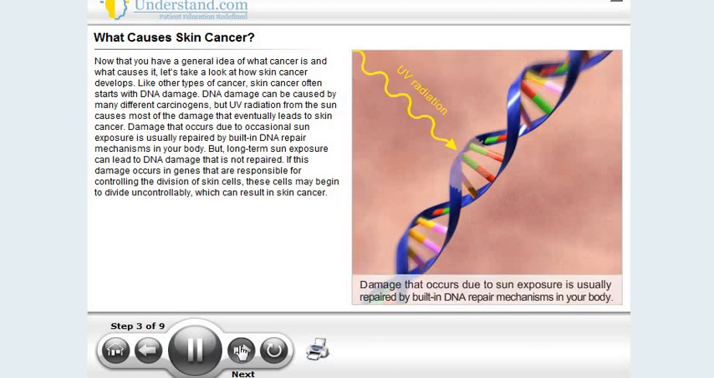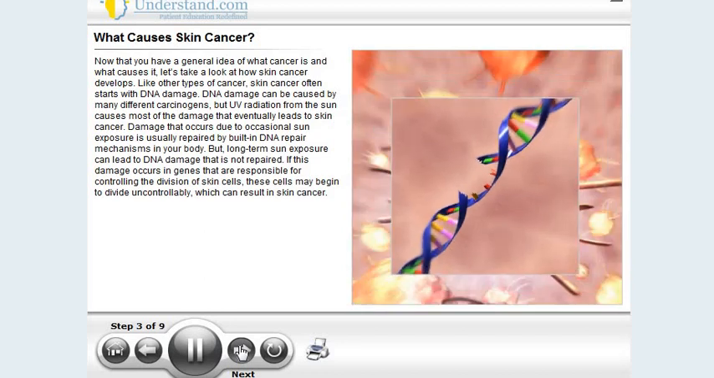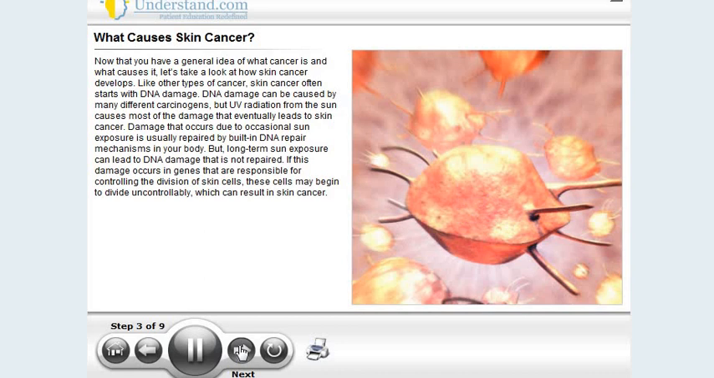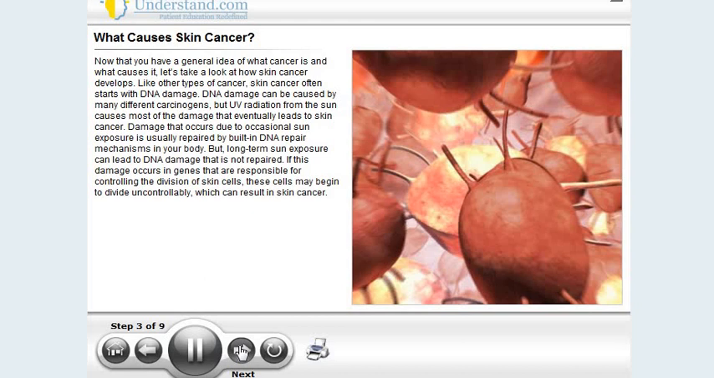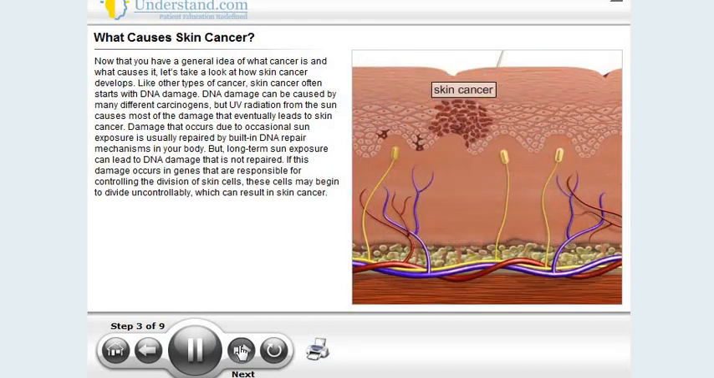Damage that occurs due to occasional sun exposure is usually repaired by built-in DNA repair mechanisms in your body. But long-term sun exposure can lead to DNA damage that is not repaired. If this damage occurs in genes that are responsible for controlling the division of skin cells, these cells may begin to divide uncontrollably, which can result in skin cancer.